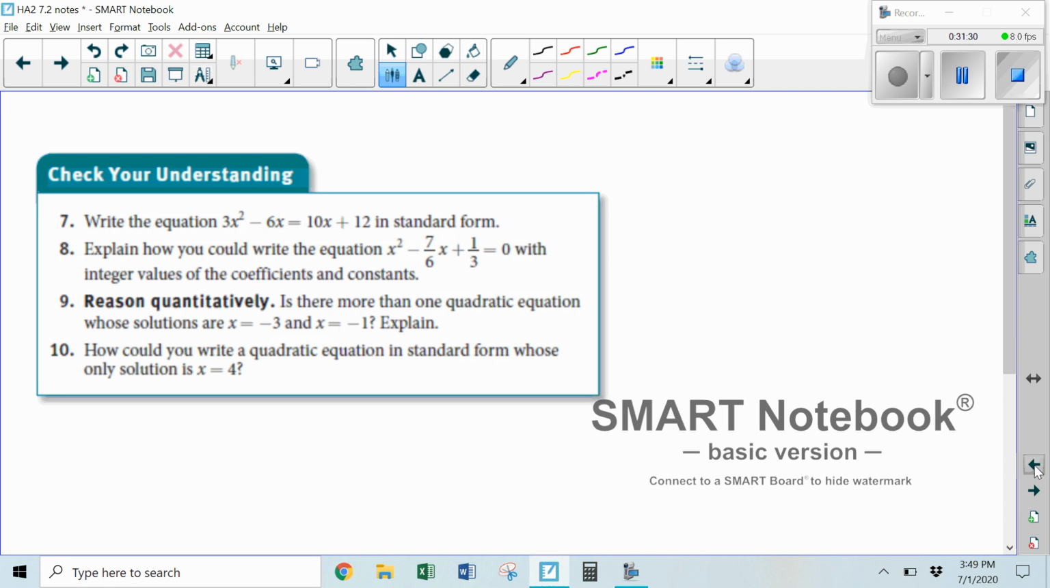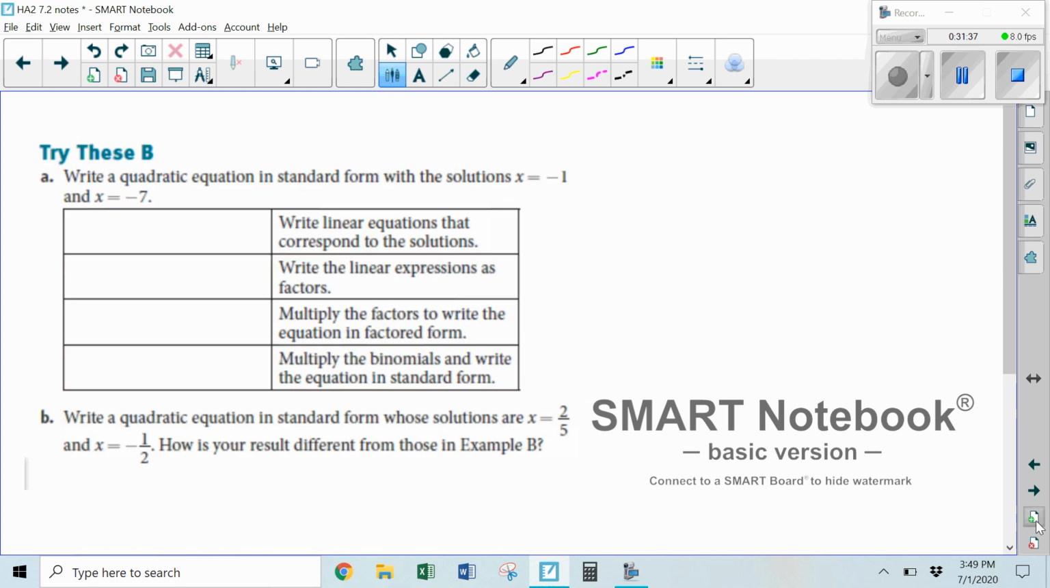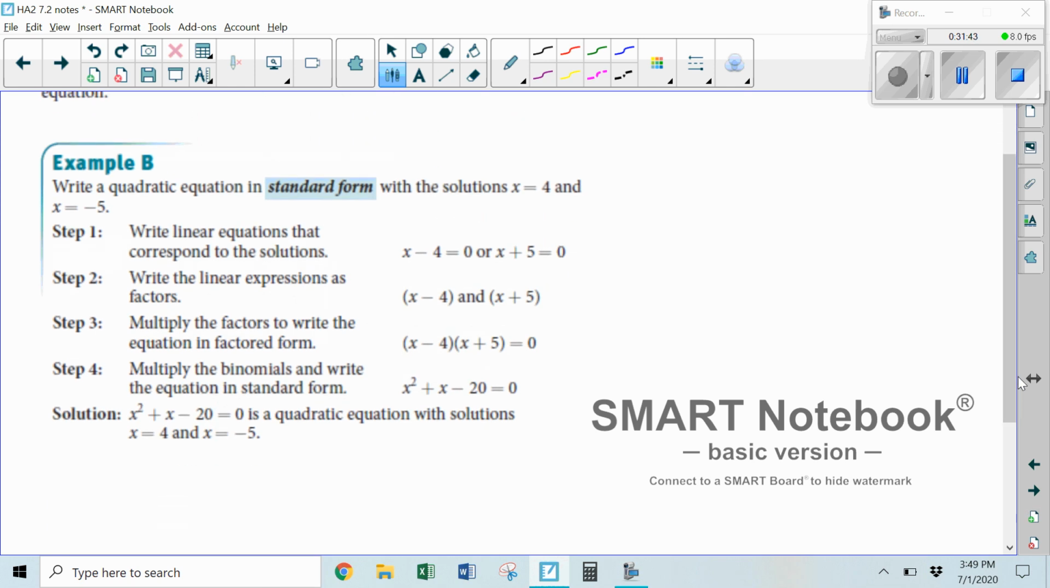Actually, let me just walk through what's on 113. It says, example B at the bottom. Write a quadratic equation in standard form with the solutions of x equals 4 and x equals negative 5. So you will see a problem that says this on homework or a quiz. You are to write the equation when you know the answers.